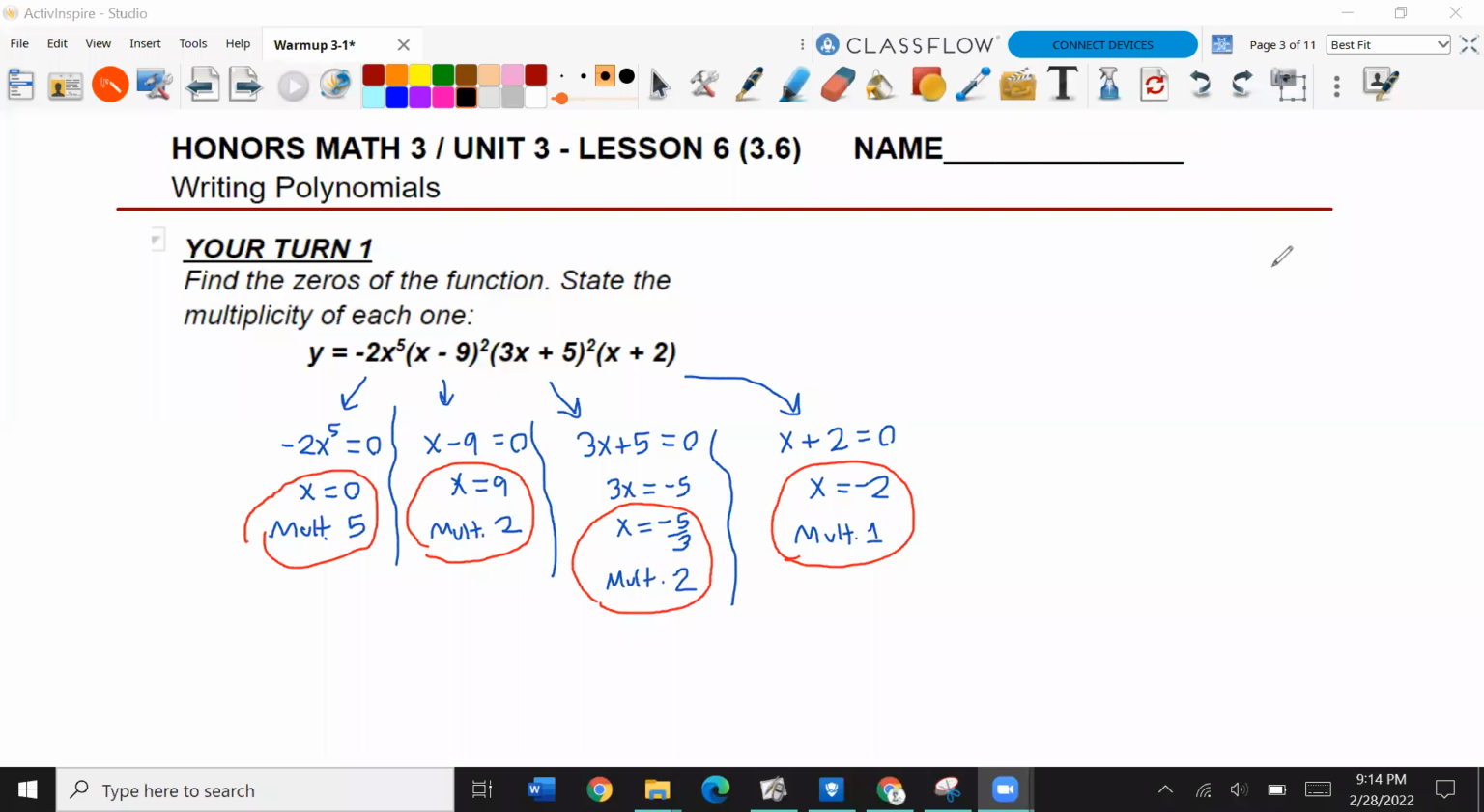Okay, guys, I've worked this out. You can see the 4 zeros at 0 with a multiplicity of 5, 9 multiplicity of 2, -5 over 3 with a multiplicity of 2, and -2 with a multiplicity of 1. Remember, that's a 1 there. Now, hopefully that checks out with you.